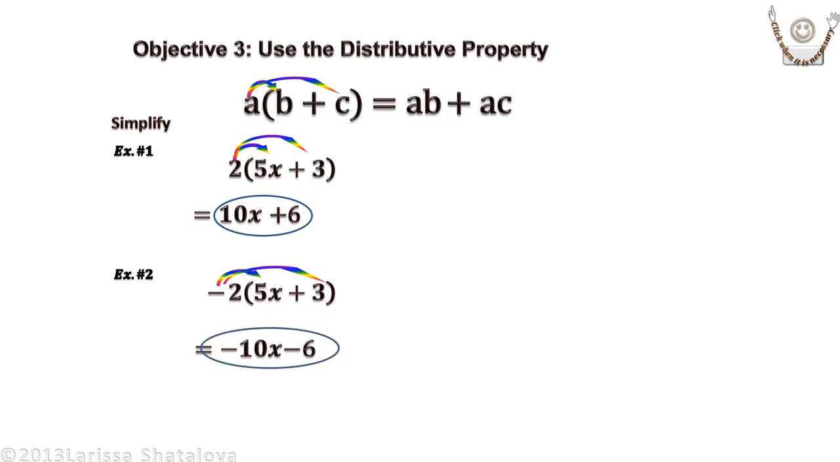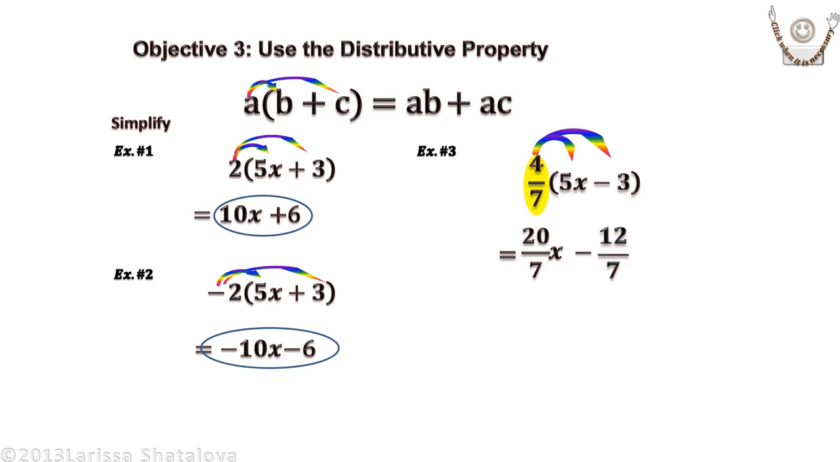And example number 3. In this case, 5x and negative 3 within the parentheses. Again, we can't add them because they're not like terms. So we have to use the distributive property. But in this case, we have to multiply by a fraction, which is 4 over 7. So we multiply positive 4 over 7 times positive 5x over 1, and we will have 20x over 7. And then positive 4 sevenths times negative 3 over 1, and we will have negative 12 over 7. We're done.